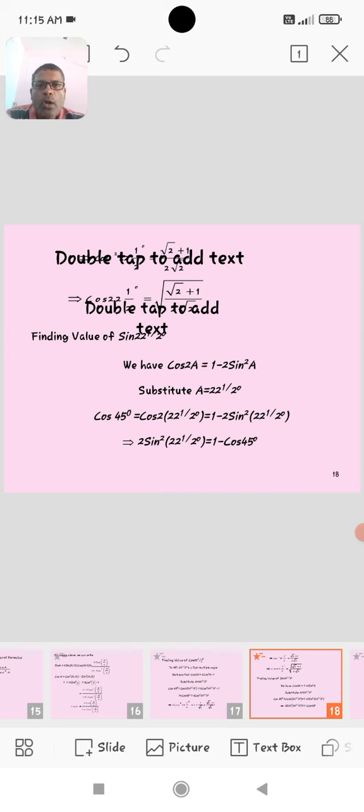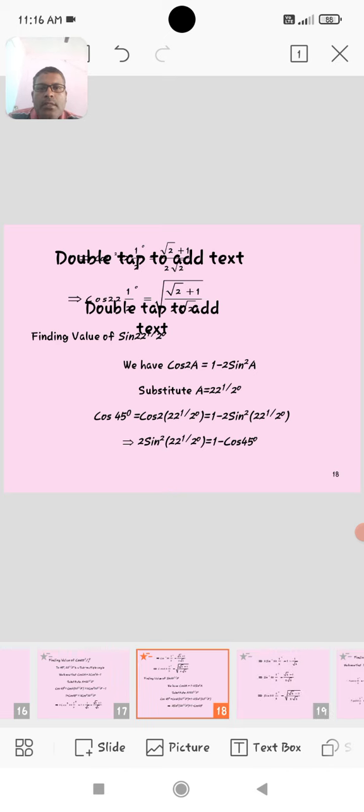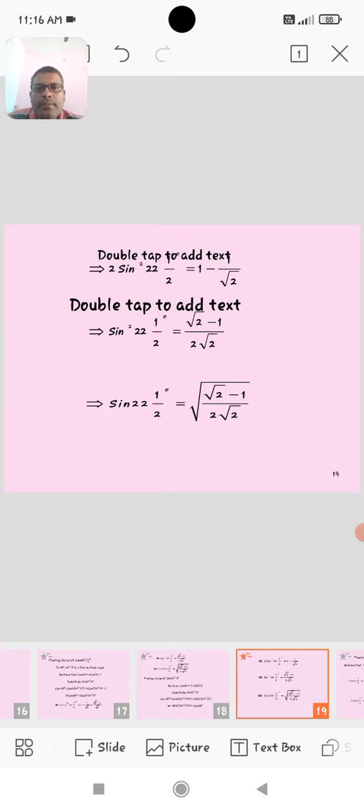Okay, we have cos 2a is equal to 1 minus 2 sin square a. Substitute a equal to 22 and half. Cos 45 degrees is equal to cos of 2 into 22 and half, which is equal to 1 minus 2 sin square 22 and half. Then write 2 into sin square 22 and half is equal to 1 minus cos 45 degrees.